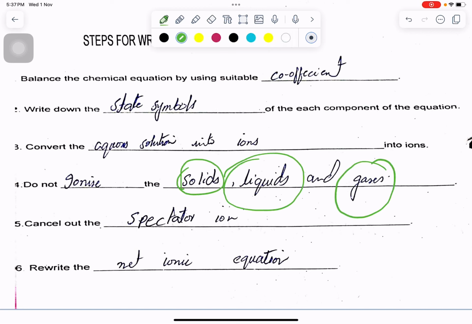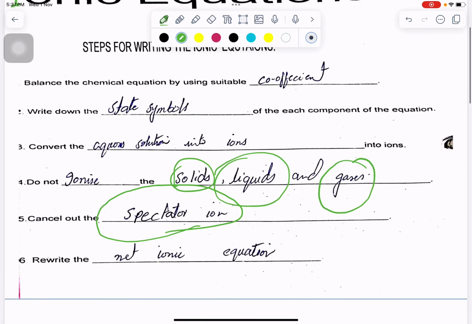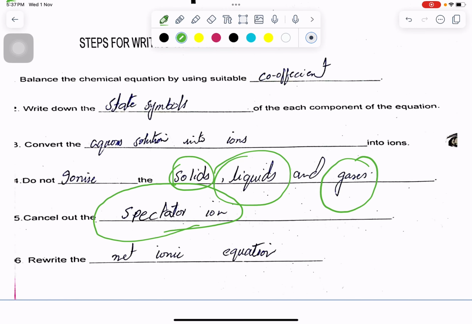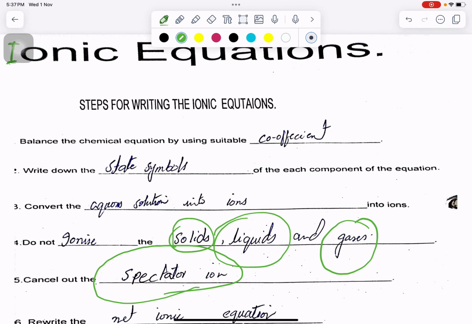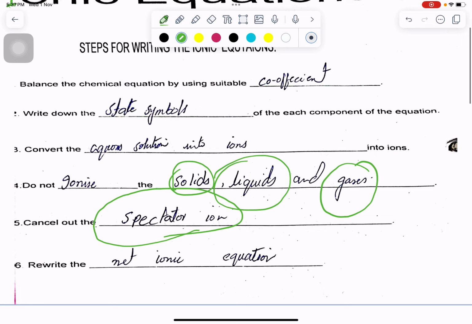Cancel out the spectator ions. What is the spectator ion? The same ions on both sides of the equation. I'm going to show, don't worry, and rewrite the ionic equation. These are some rules which you have to follow and you will be able to balance and form the ionic equations. These are the rules, tips, which you have to follow.